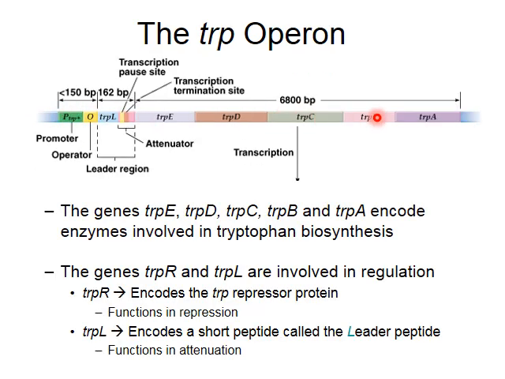This is a map of what the trp operon looks like. There are 1, 2, 3, 4, 5 different structural genes, trpA through E. They all encode enzymes that are involved in the biosynthesis of tryptophan from simple or simpler precursors. The operon has its own promoter, its own operator. It has this funny leader region that includes an attenuator, which we'll talk about a little bit later in more detail.